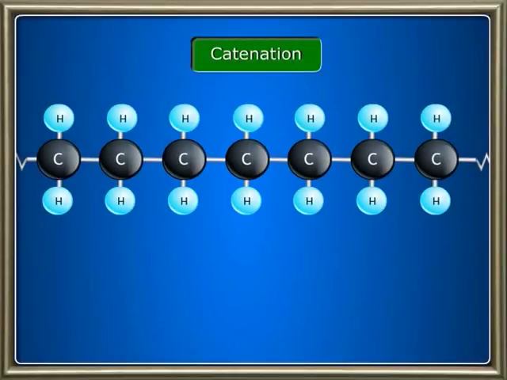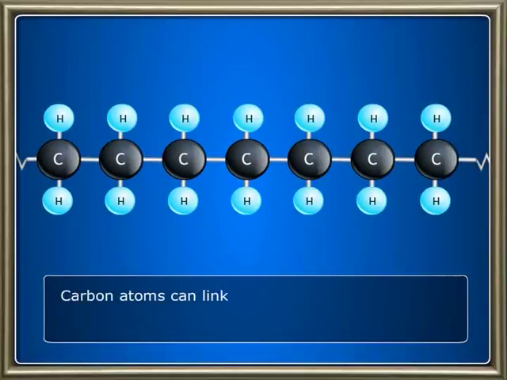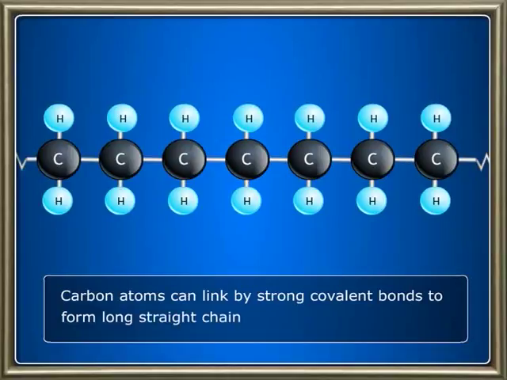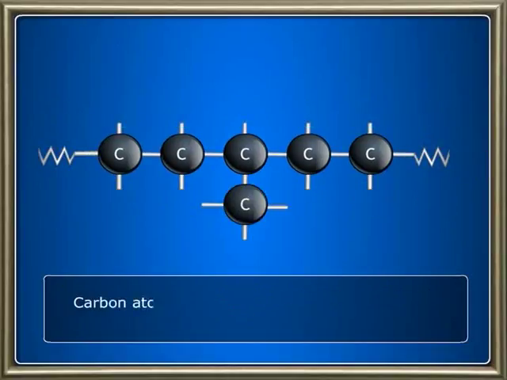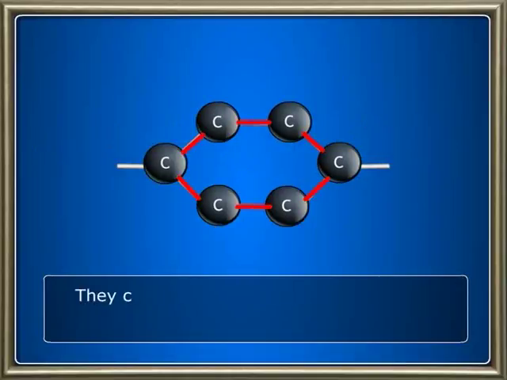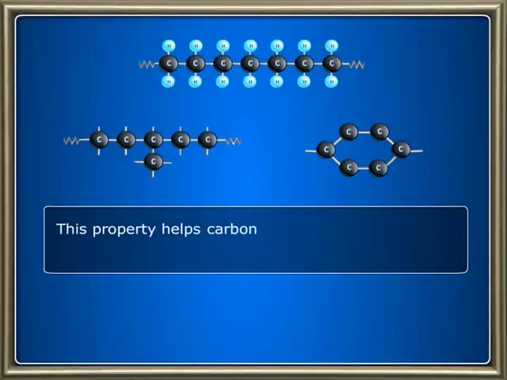Catenation. Carbon atoms can link by strong covalent bonds to form long straight chains. Carbon atoms can also form branched chains. They can also form rings. This property helps carbon to form a huge number of compounds.